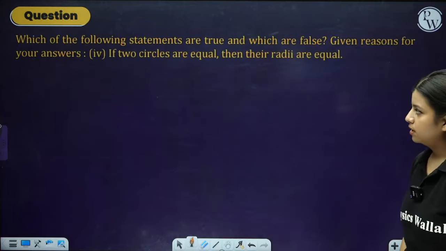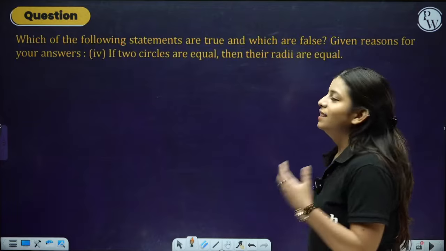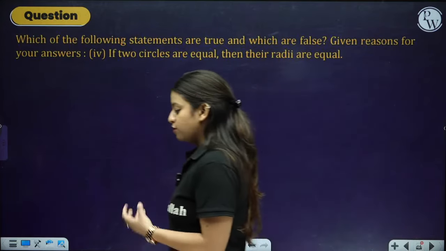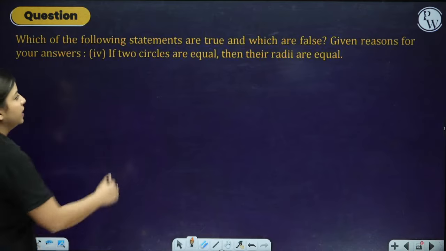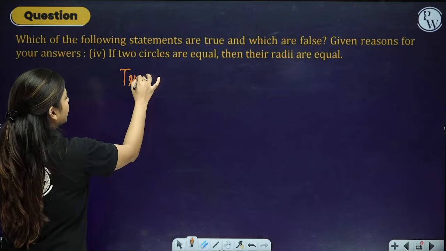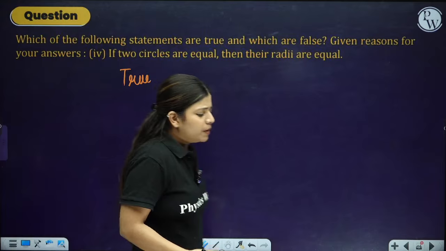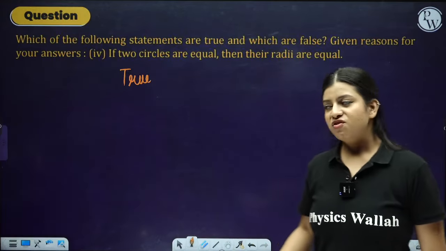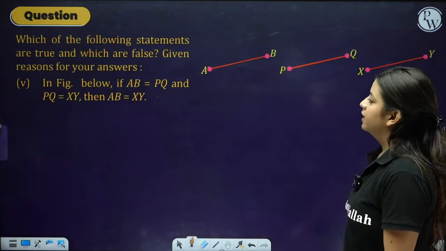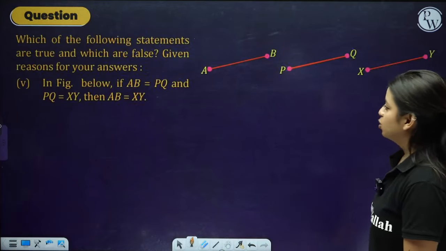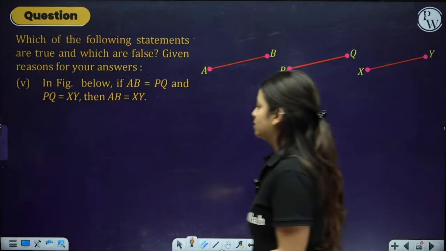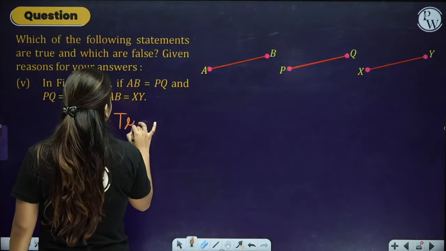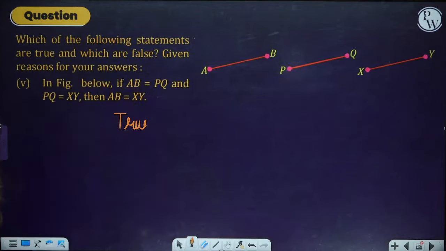The next, if two circles are equal, then their radii are equal. So if two circles are equal to each other, then of course we can say that their radii are also equal. So it becomes a true statement. The next we have is, if AB is equal to PQ and PQ is equal to XY, then AB is also equal to XY. This again becomes a true statement.